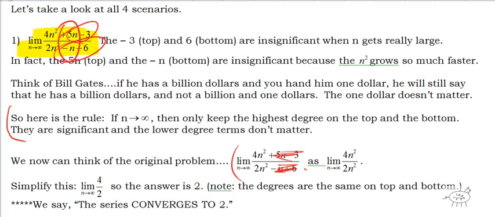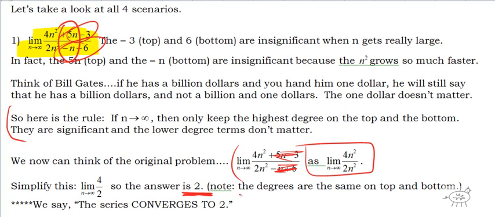They don't, because they're insignificant, and I really wind up with the limit as n approaches infinity of 4n squared over 2n squared, because the top has just the 4n squared, it's the significant part, and the bottom has the 2n squared, which is the significant part. So what I can do is simplify this now. That 4n squared over 2n squared is actually 4 over 2. So the answer to this whole problem as n goes to infinity is 2.